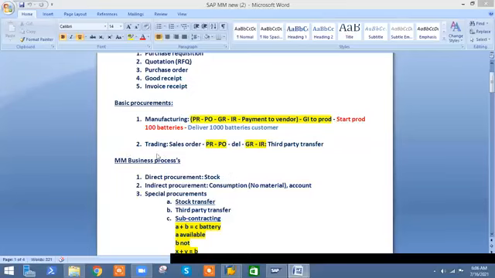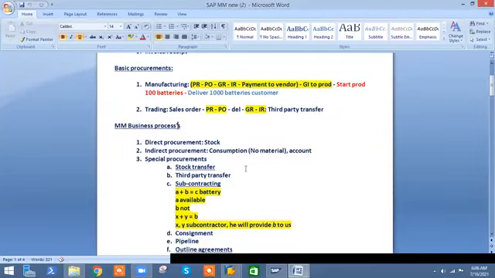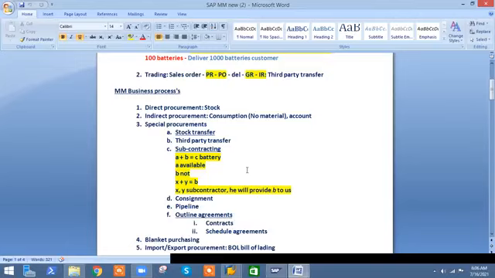So these are the different types of business processes we have. Around 10 to 12 business processes we have in SAP MM, and we have to know each and every one of them. Why? Because in real time, each and every client will not use all the processes. It depends on the client, their products, and their type of industry. If it is a manufacturing industry, they'll go with one kind of process. If it is a pharmaceutical industry, they'll go with another kind of process.